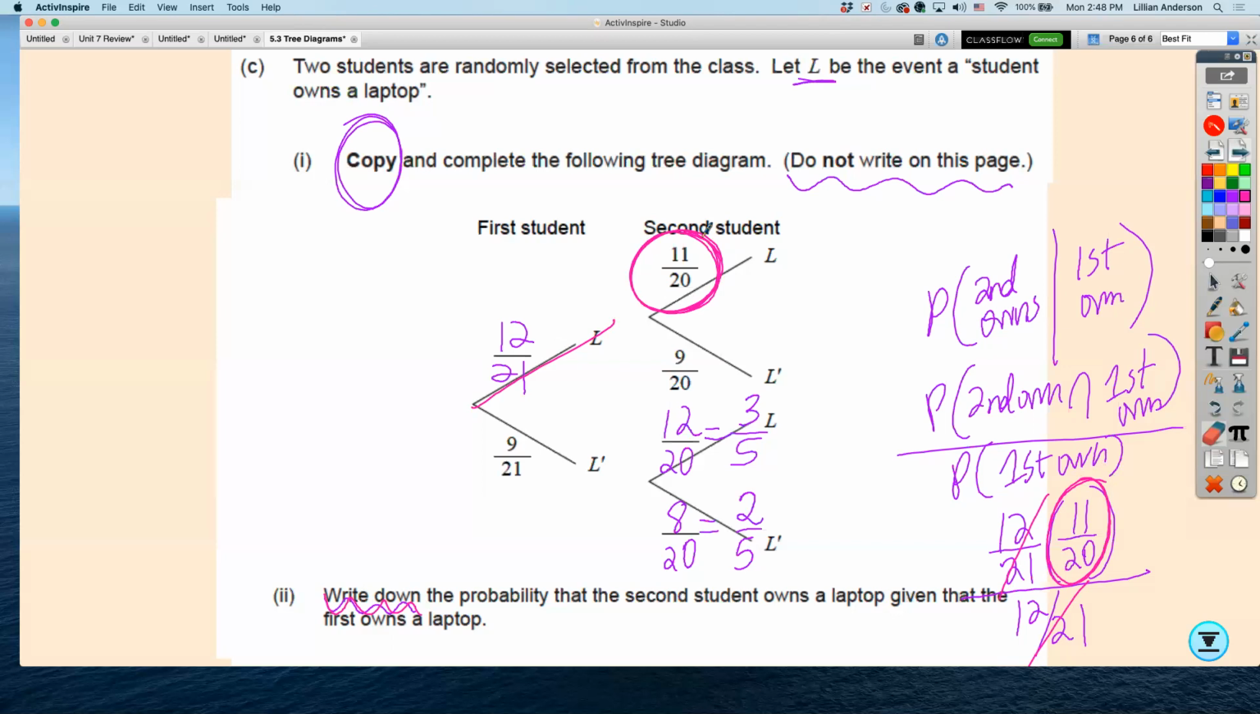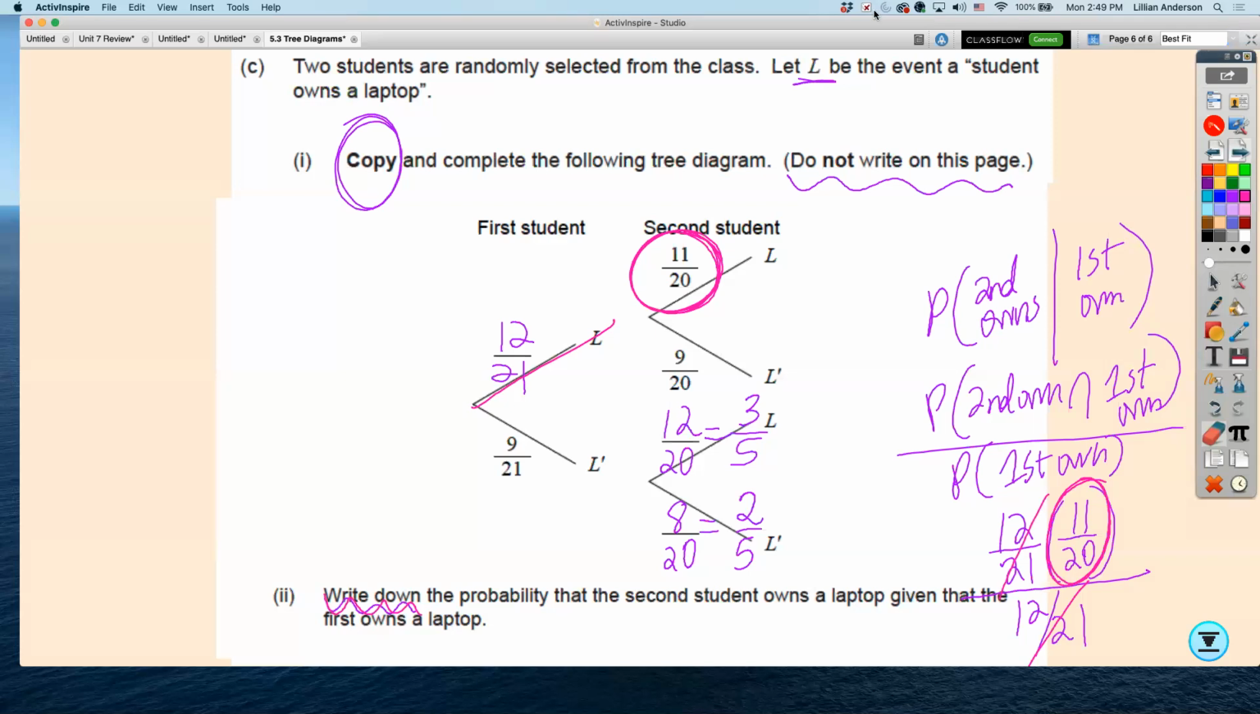Agreed. Question, Nikki? So if we align basically everything with the formula, wouldn't it be 11/20 multiplied by 12/21 for the numerator, but then the denominator would still be the probability that the first student picked owns the laptop? Okay, because I was just confused if I got the thing matched up right. And that's how you use tree diagrams.